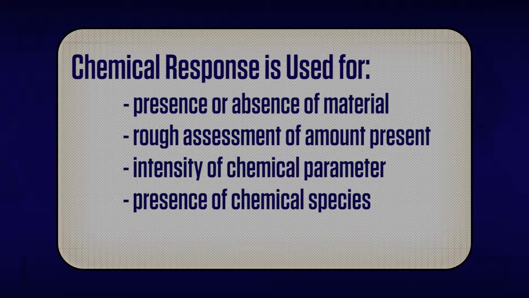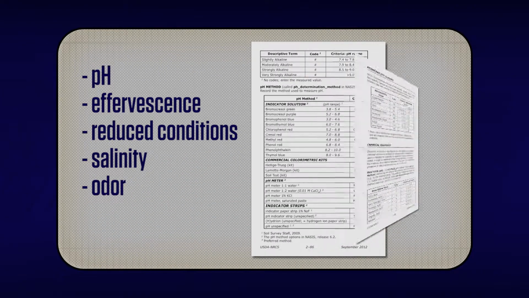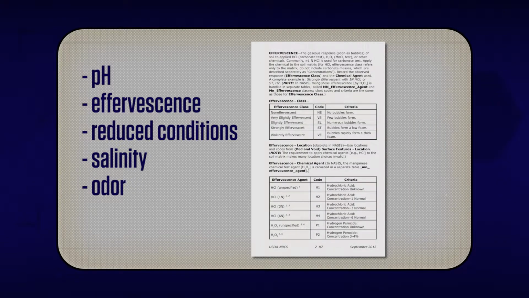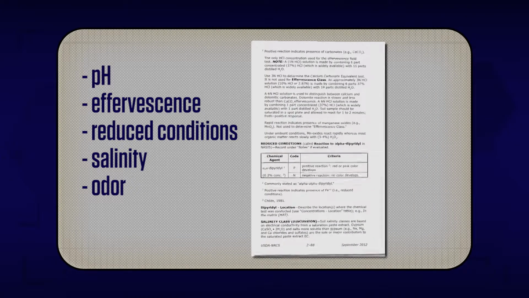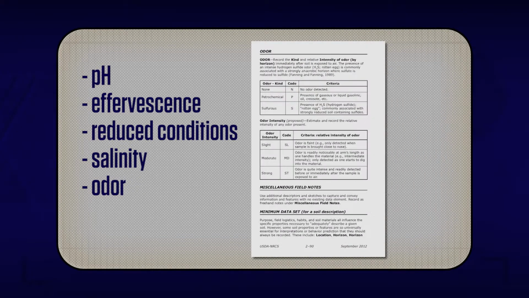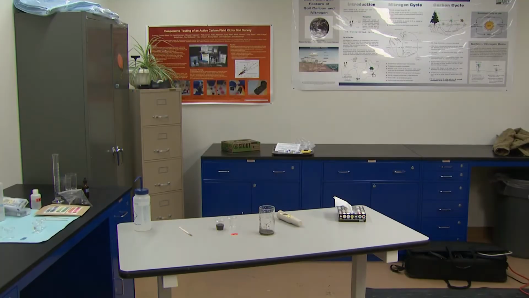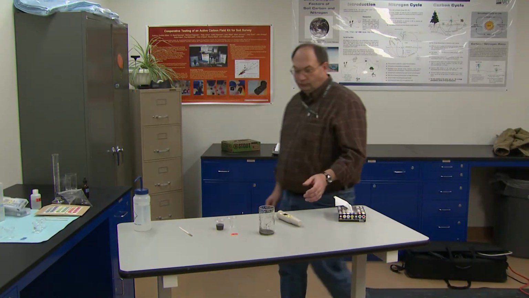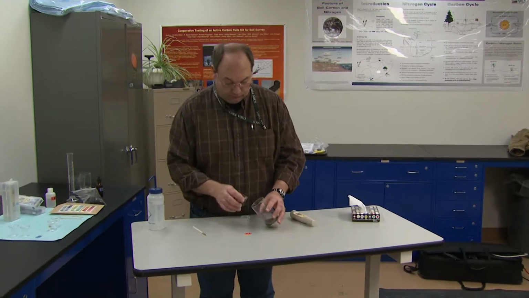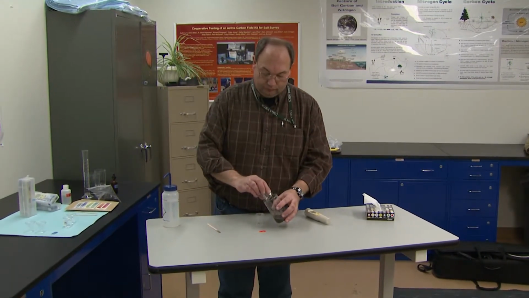Flip through the pages of the field book to review what can be recorded: pH, effervescence, reduced conditions, salinity, and odor. Soil pH tells more about a soil than merely indicating whether it is acidic or basic.